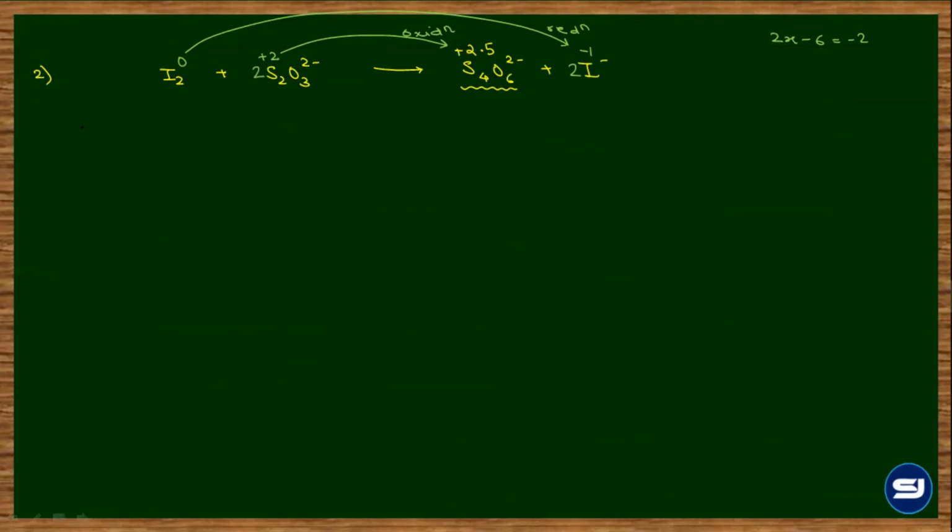Clear? Yes, sir. Now I'll just break up this reaction into two halves, that is OHR and RHR. So the species undergoing oxidation is sulfur, so I'll write twice of S2O3 2 minus, giving S4O6 2 minus, and reduction में I2 is giving 2I minus. ठीक है?